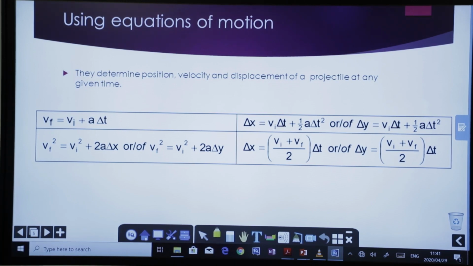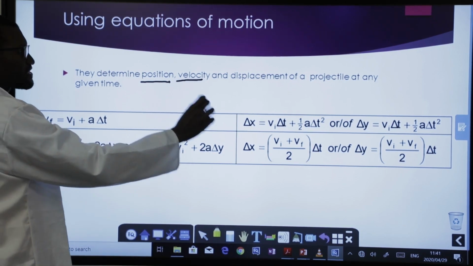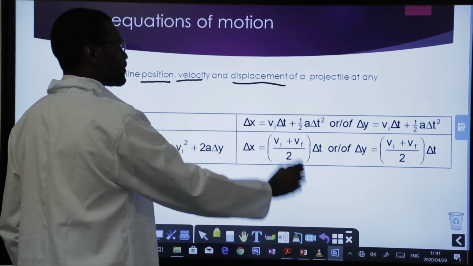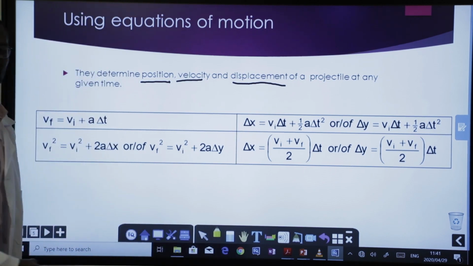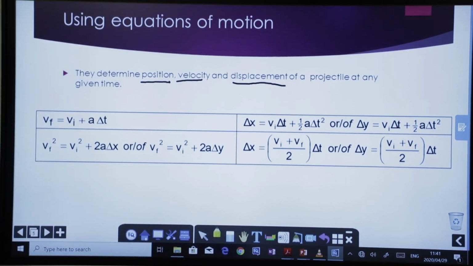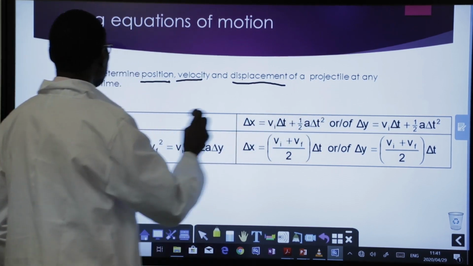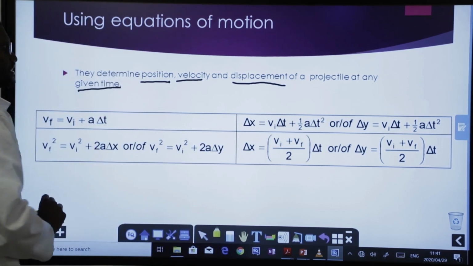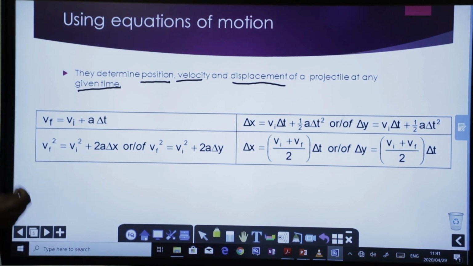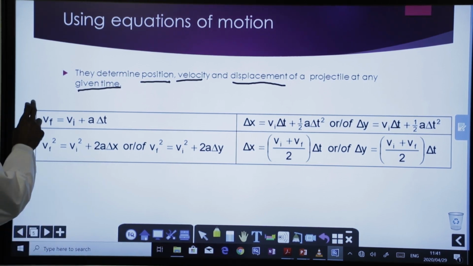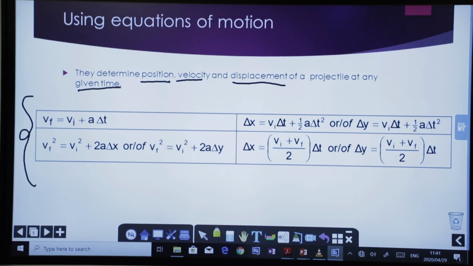We use equations of motion to determine the position, the velocity, and the displacement of a projectile at any given time. Displacement is a vector quantity of distance with direction. You must be familiar with these equations.